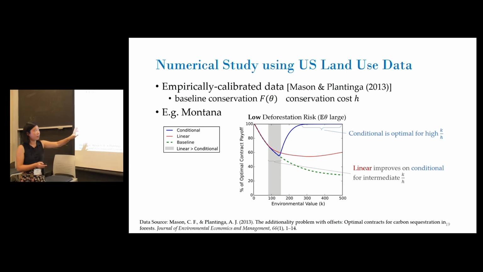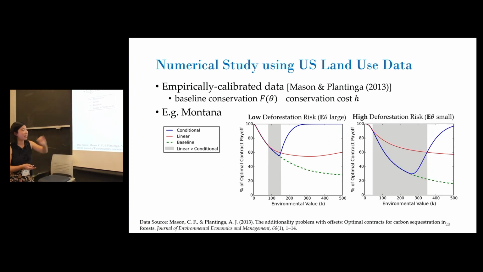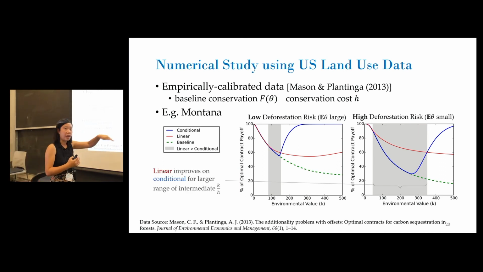Okay, so this is what happens if we have low deforestation risk. This is essentially if my value for H is not very big. Now let's look at an example, also in Montana, of high deforestation risk. And what we see is that this intermediate regime, where my linear contract, the red line, improves on the conditional contract, the blue line, is now much larger.